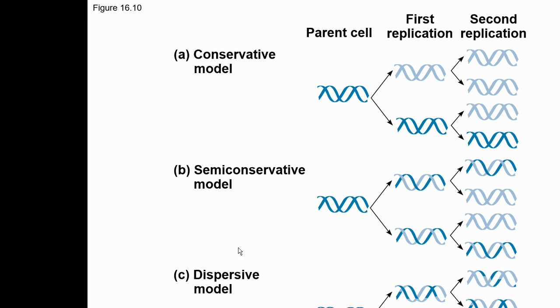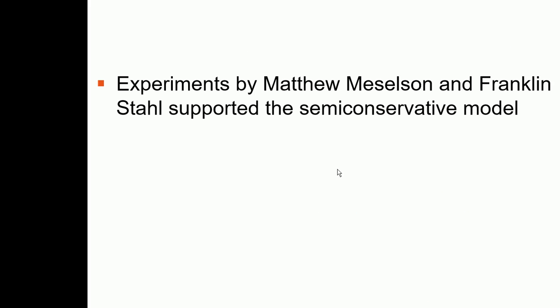And for the dispersive model, when two molecules of DNA are formed from one molecule of DNA, the two strands which are formed have some part which is from old DNA and some part which is new. Some part is old, some part is new, and the same thing is for the second molecule of DNA. But according to the semi-conservative model, the two strands separate, and when the two molecules of DNA are formed, one strand is new and one strand is old. So these were the three models prevalent at that time.